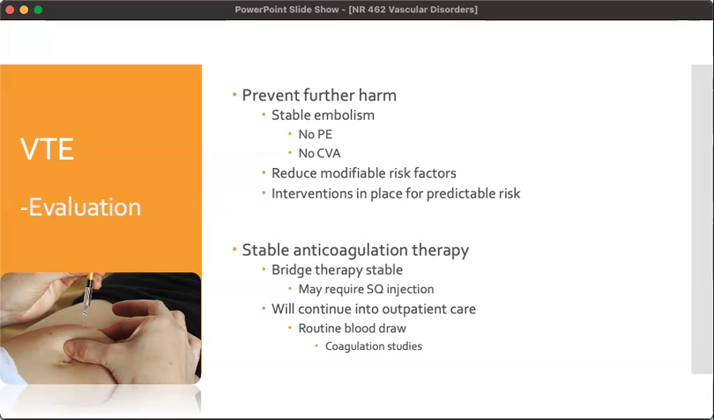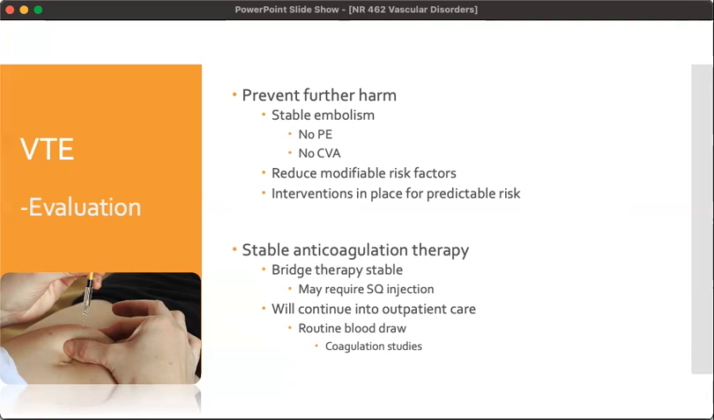Interventions in place for predictable risk. So this is talking about patients who we know are in a high risk category through no fault of their own. People who have surgery, people with wounds. That's why we give VTE prophylaxis to a lot of patients in the hospital, especially post-operative patients. Medical patients in the hospital get VTE prophylaxis because they're so sedentary. If they just get up out of bed and start walking around, then we don't have to stab them in the belly. Good motivator for your patients.